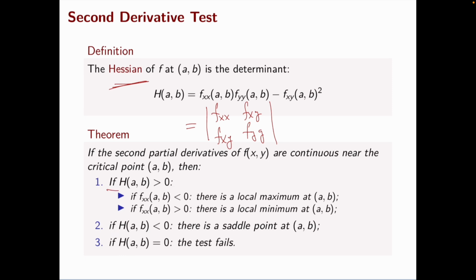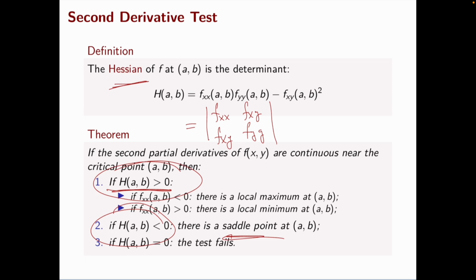If this number is positive, I mean, if we get that the Hessian is positive, then we can say directly that the function is going to have extrema there. It's going to be a maximum or a minimum, but it's going to be an extremum for sure. So it's not going to be a saddle point. Okay? So Hessian positive, extrema, and Hessian negative, saddle point.